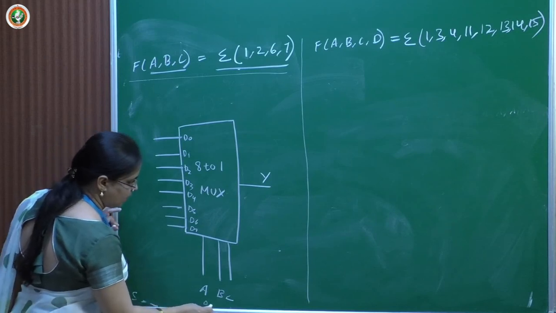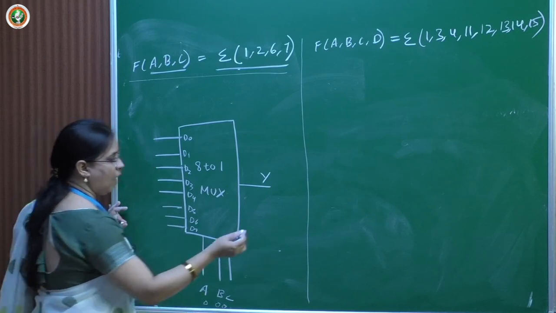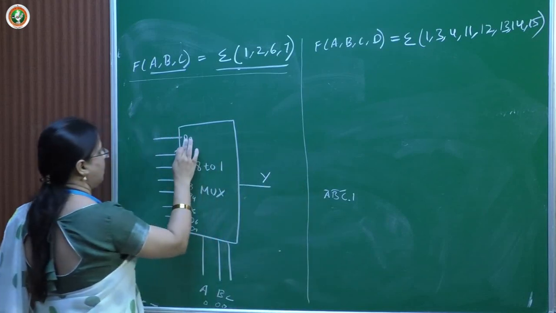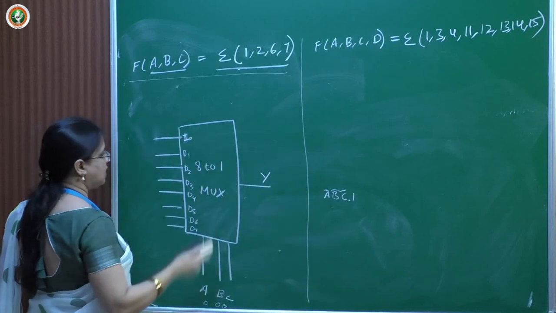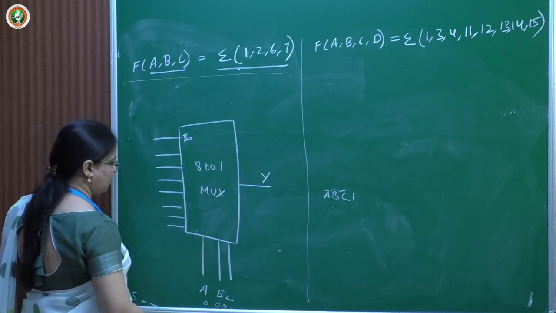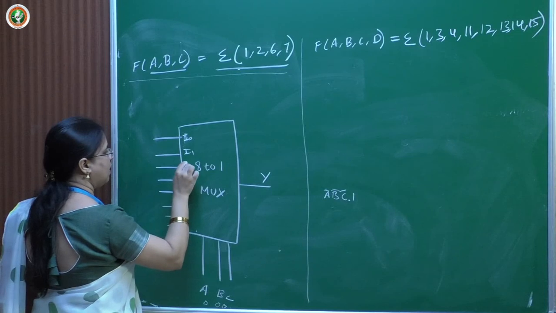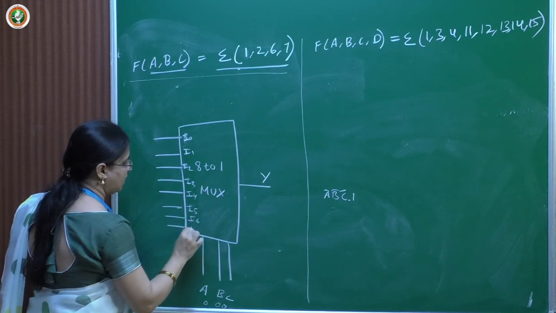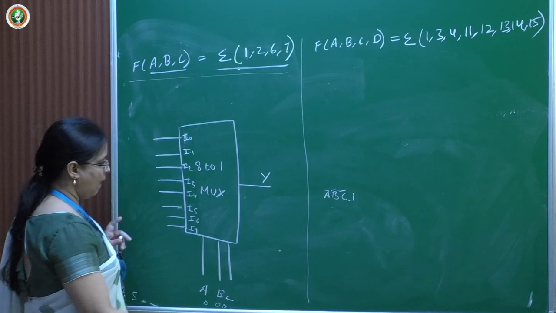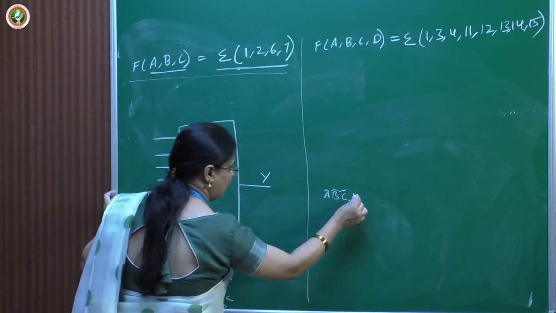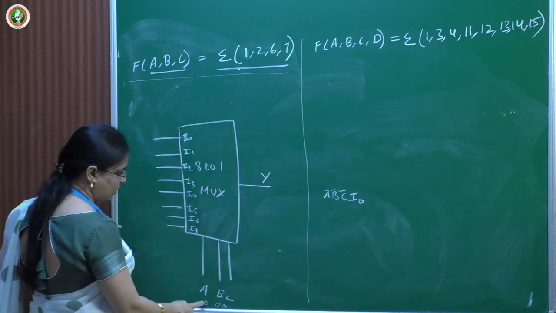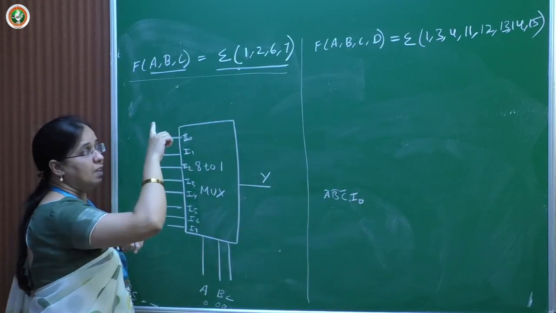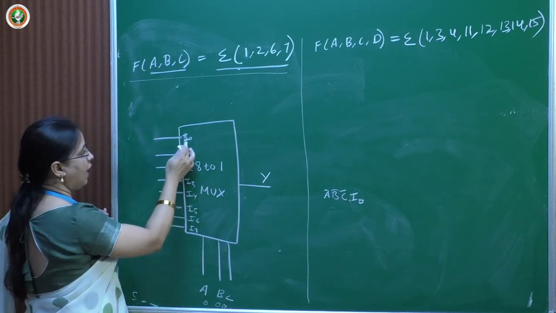If for example ABC value is 0, 0, 0, then what does it mean? I am going to get the equation as A dash, B dash, C dash into the input lines. We have used the input lines as I's, so let us take I's only: I0, I1, I2, I3, I4, I5, I6, I7. Of course, it doesn't matter what symbols we are using. So it will become A dash, B dash, C dash into I0. That means if the value is 0, 0, 0, then I0 is selected. What is the meaning? The value of I0 is 1 here.